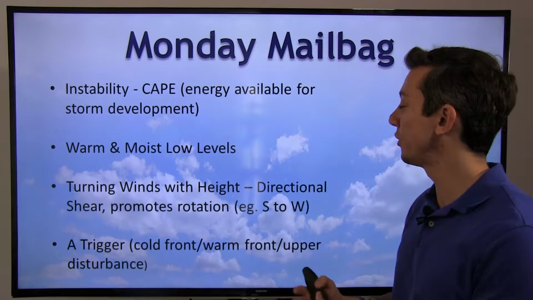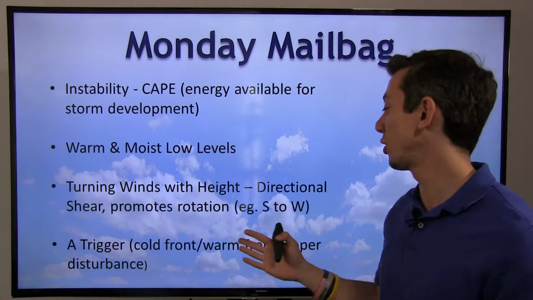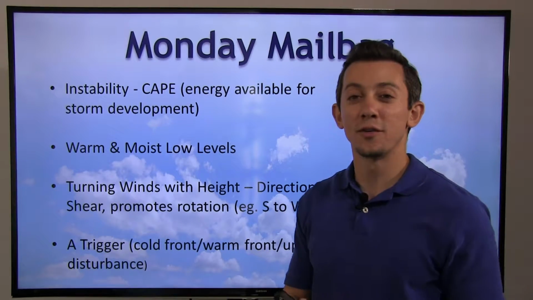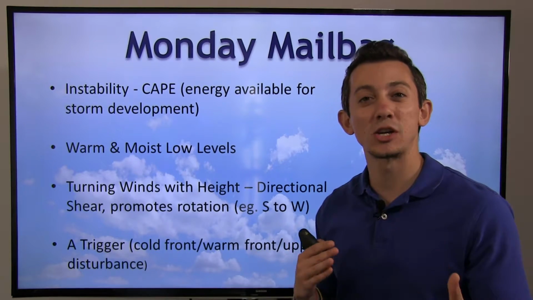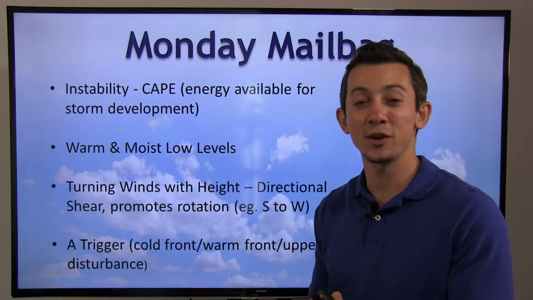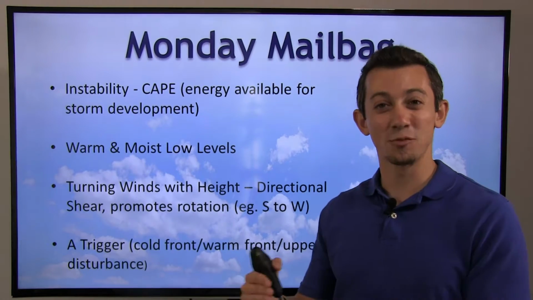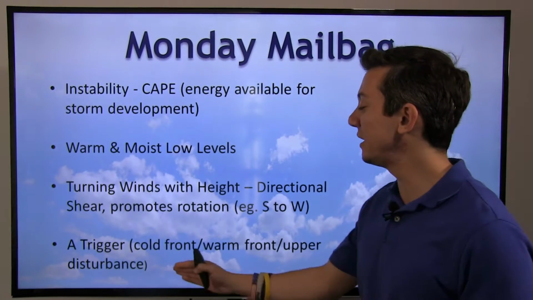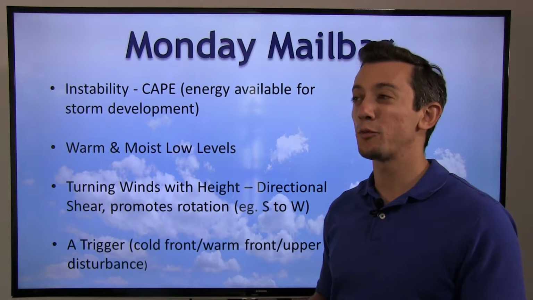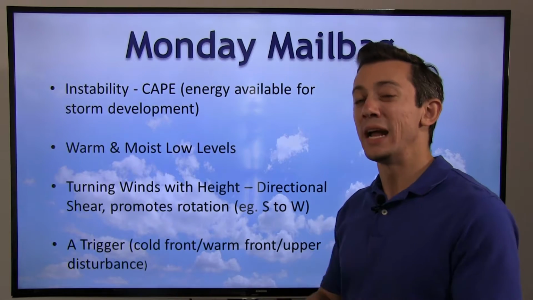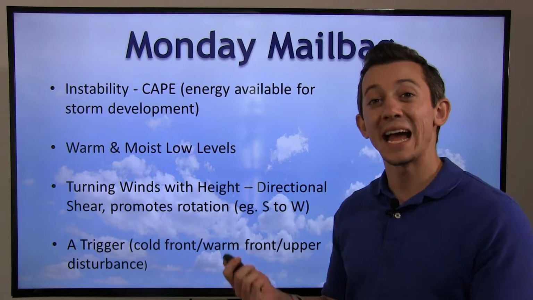Then we're going to want turning winds with height. That's directional shear. So we have in our example here, if winds start out from the south at the surface, but 5,000 feet above our heads, it's from the west, that's directional shear. That helps to turn the atmosphere, that helps to give us our tornado, since that is a rotating cloud after all. And then we need a trigger, whether it's a cold front, a warm front, something in the upper levels of the atmosphere. We need that in order to give us our tornado-like atmosphere.